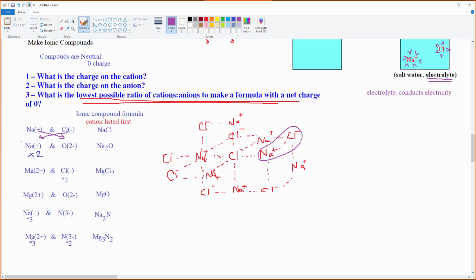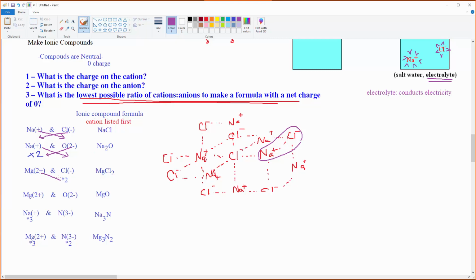And if you have sodium 1 plus and oxygen 2 minus, I can take that 2 from the charge on the oxygen and apply it down to the sodium. So I'm going to get 2 sodiums, and 1 from the charge on the sodium, so I'm going to get 1 oxygen. And that works really well. If there's 1, I don't have to show it. This is going to give me 2 and 1, and that's exactly what I've got.